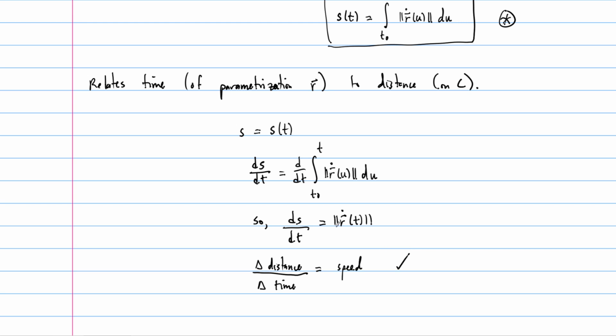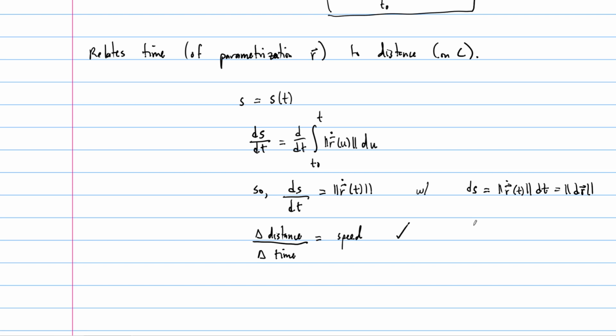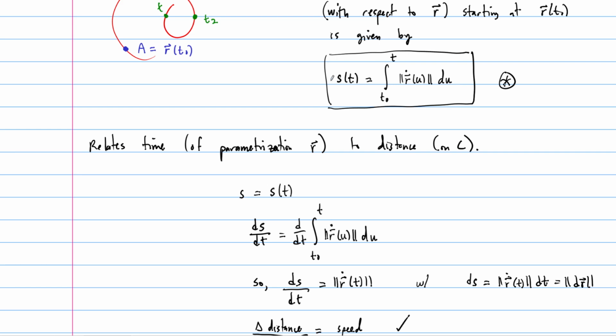And by the way, this is not a shock because where did this ds come from in the first place? Well, ds is just equal to the length of r dot of t dt. That's what we came up with before, right? Because it's the length of dr, from what we computed when we set this whole thing up. So everything here checks out. It all makes sense, right? It makes physical sense. It makes sense geometrically based on how we worked this out in the first place. And therefore, we can use this function to write our distance in terms of time.